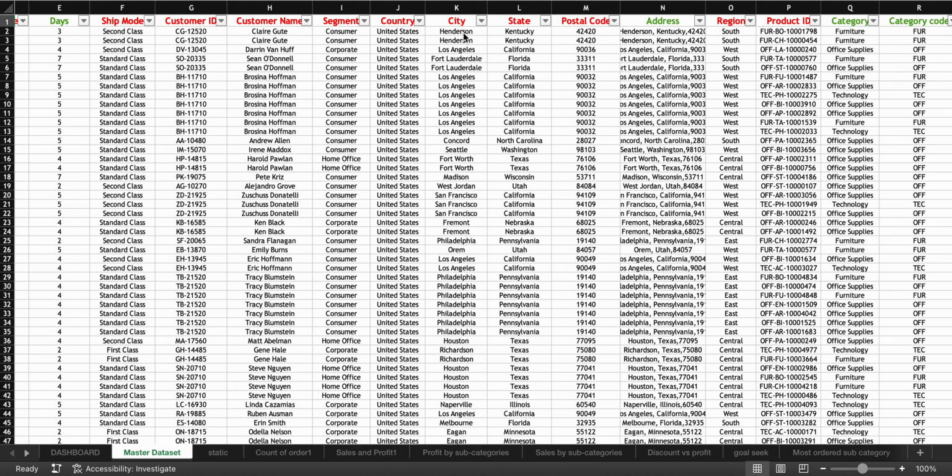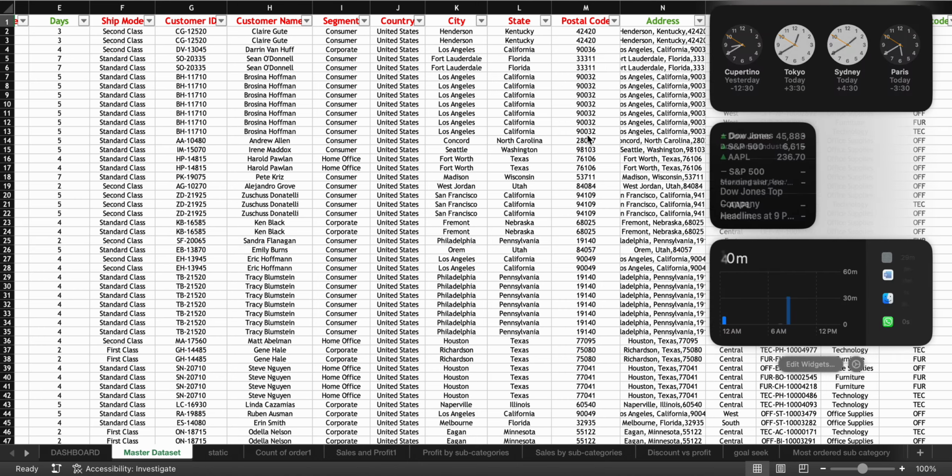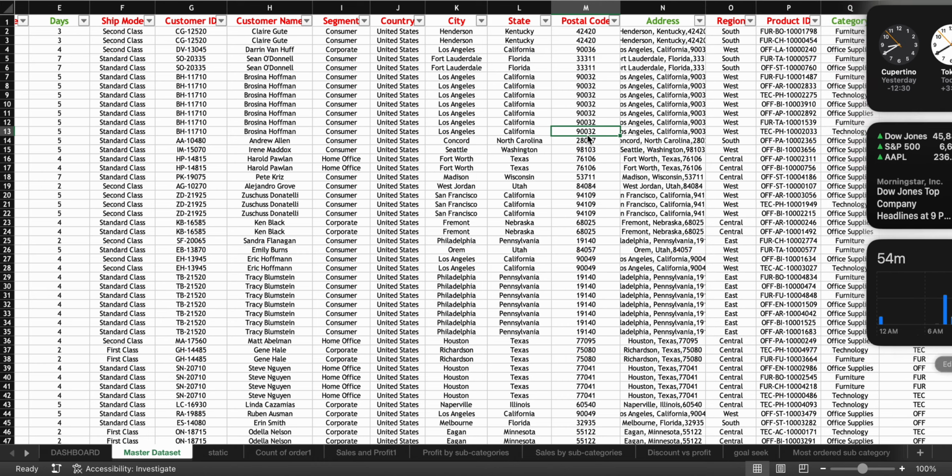The city is important for me, so that I can segregate data in terms of city, state, and postal code. I created another column called address, which combines city, state, and postal code, so that if we want to flash the address on the dashboard, it's easier to give the whole address of that particular customer. But I haven't deleted these columns because I'll need them for analysis separately.